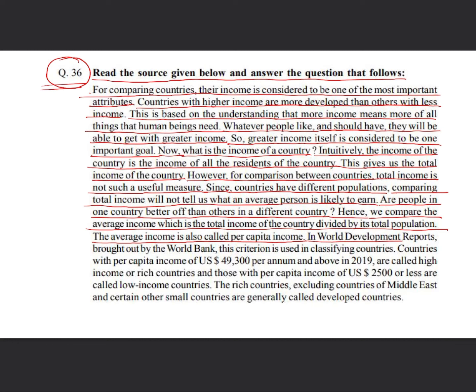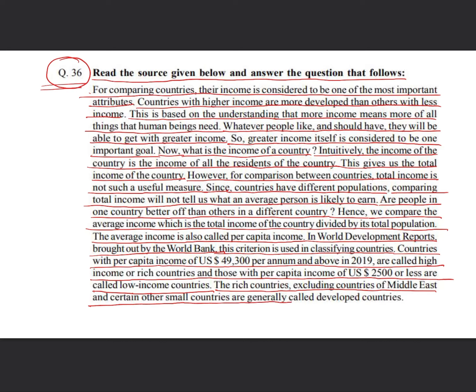In World Development Reports brought out by the World Bank, this criterion is used in classifying countries. Countries with per capita income of US$49,300 per annum and above in 2019 are called high income or rich countries, and those with per capita income of US$2,500 or less are called low income countries. The rich countries, excluding countries of the Middle East or certain other small countries, are generally called the developed countries.